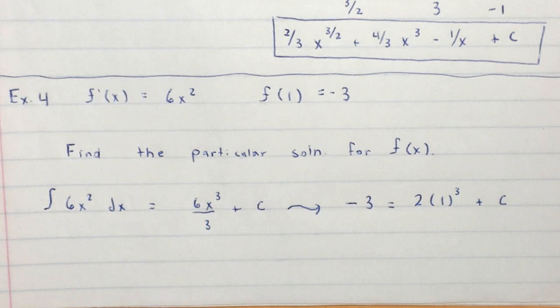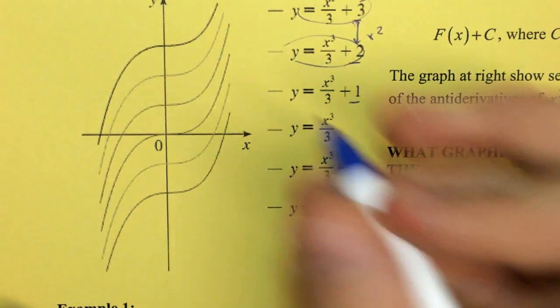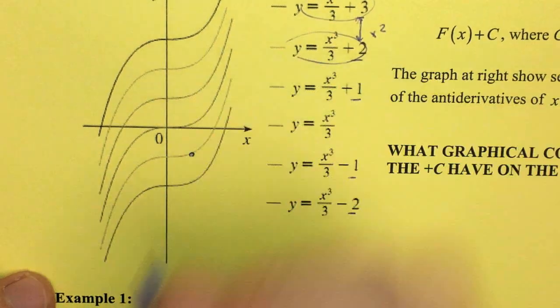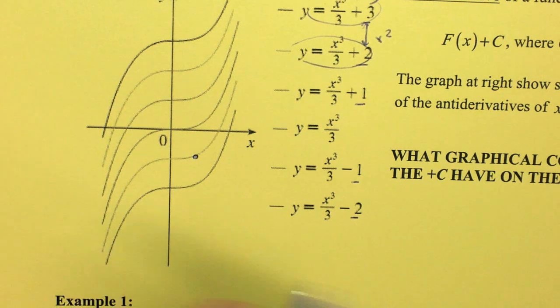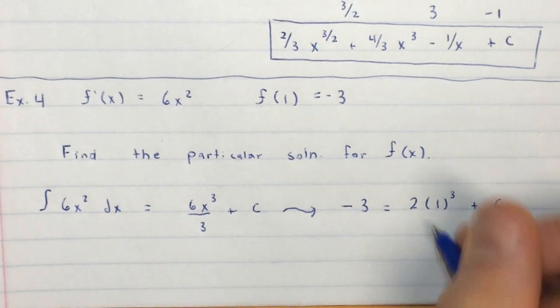Right, this point acts as an anchor on my graph. Where these graphs were all over the place, it could have gone up, could have gone down, whatever. If I say, great, I am at 1, negative 3, it has to be a very specific point. I can't make all of these graphs go through that point. So that one point is saying, great, here's the exact equation that you're going to be dealing with.